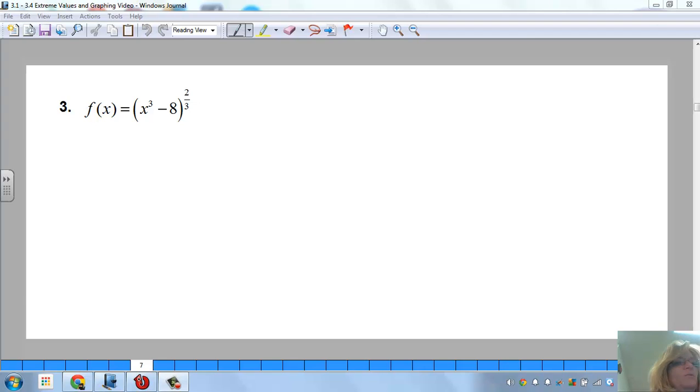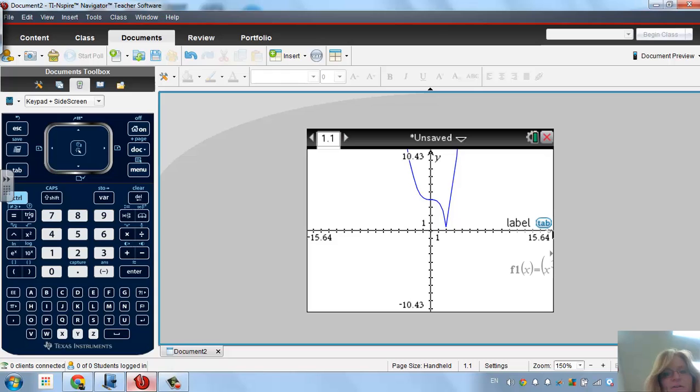Welcome back. We're still working on critical points here, so this is example number 3. We have this function here, x cubed minus 8 raised to the 2/3. The first thing I did is I always like to graph it and look at it because we're looking for critical points. So I did graph this on the graphing calculator, and this is what our graph looks like.